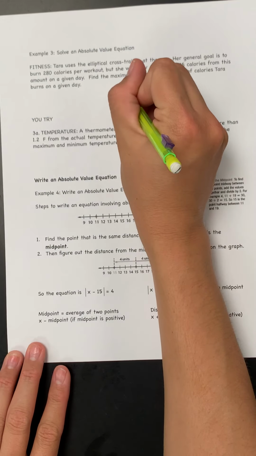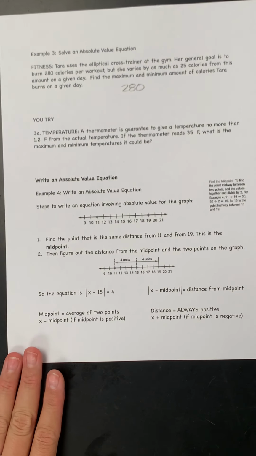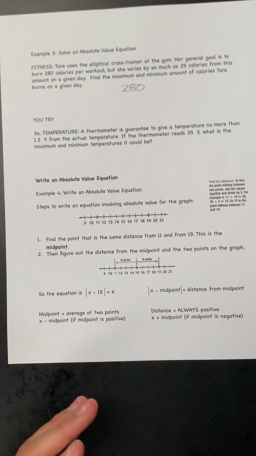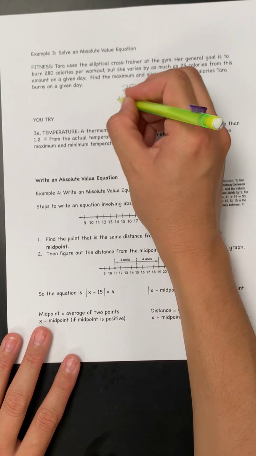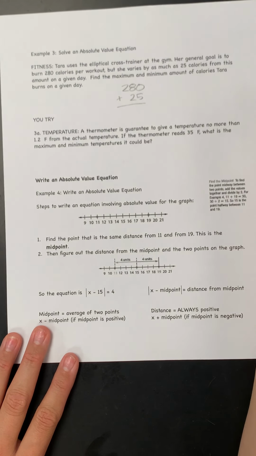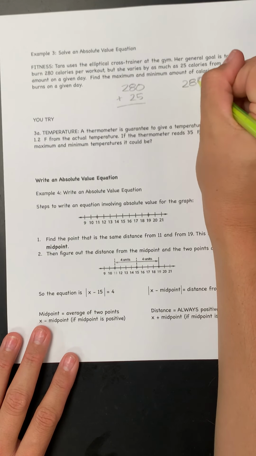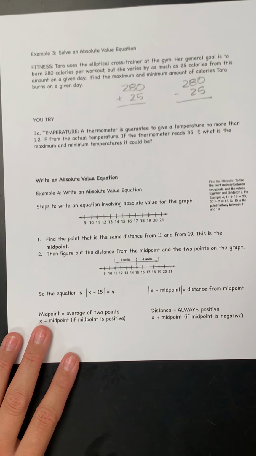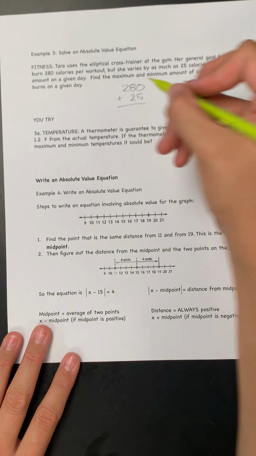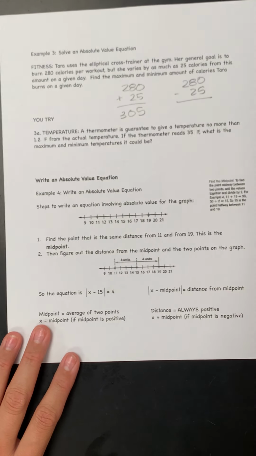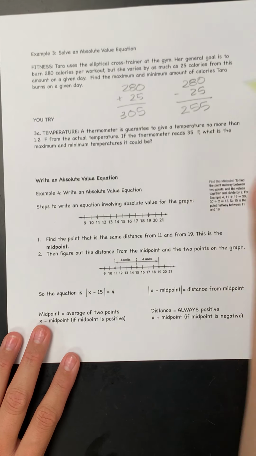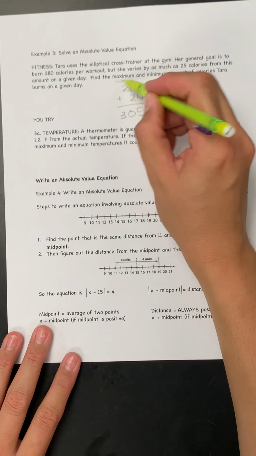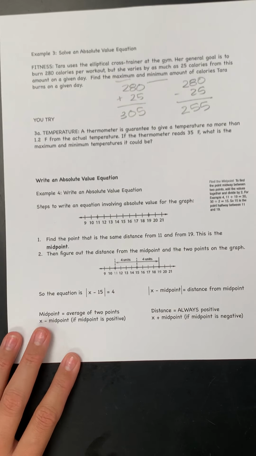So if we know that she typically burns 280 calories per workout and it varies, this is telling us that it's plus or minus that amount. So I could add 25 calories or I could subtract 25 calories. And then this would give me my range of what she could burn on any given day. So if I add these together, I would get 305. And if I subtract them, then I'm going to get 255. Okay, so for this one, they're just having you find the maximum and minimum given the situation.